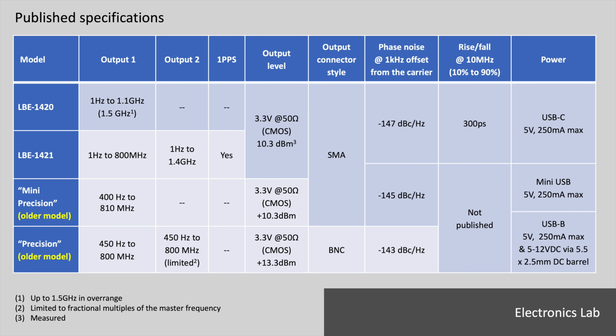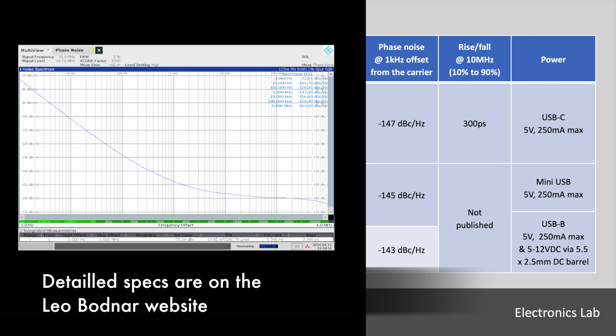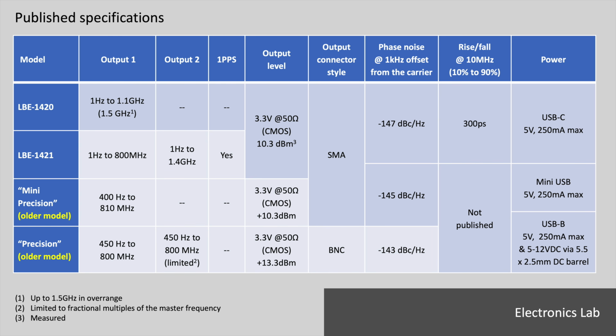Phase noise, these are the specs, looks very nice to me. I'm not really into that, cannot measure it myself anyway, so I'm going to skip that. Rise and fall times, on the new model they're published at 300 picoseconds. That is pretty fast, and that also allows the device to be used for other purposes, like characterizing, for example, the analog bandwidth of oscilloscopes.